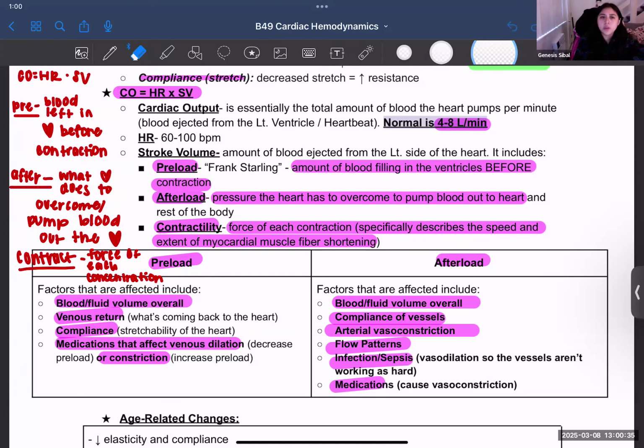Preload is how much blood we have to begin with before it contracts. Afterload is what the heart has to do to overcome any issues externally, or after, like with the vessels, anything like that, to pump the blood to the rest of the body. Contractility is the actual force, right? So the force of each contraction. Specifically, it describes the speed and extent of myocardial muscle fiber shortening, but really I just have to know it's the force of each contraction, right?